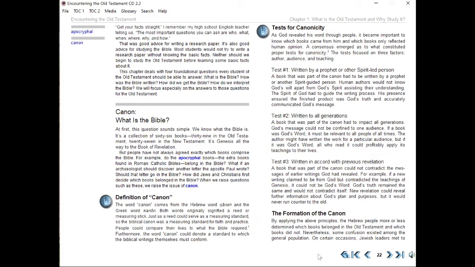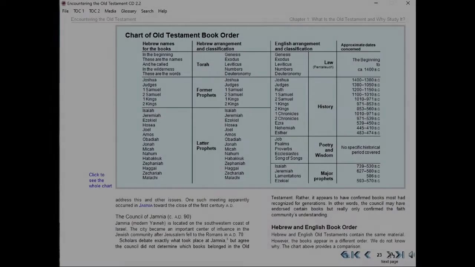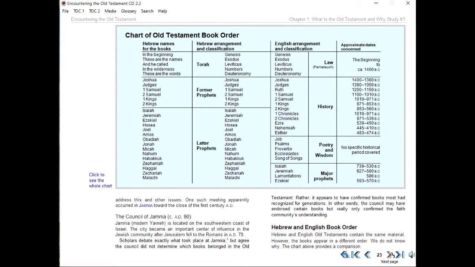The formation of the canon. By applying the above principles, the Hebrew people more or less determined which books belong in the Old Testament and which books did not. Nevertheless, some confusion existed among the general population. On certain occasions, Jewish leaders met to address this and other issues. One such meeting apparently occurred in Jamnia toward the close of the 1st century AD.